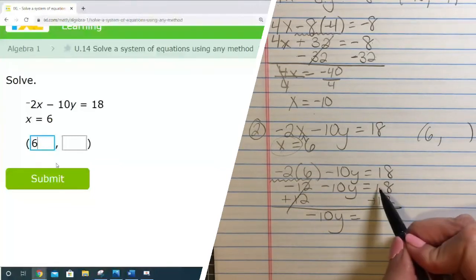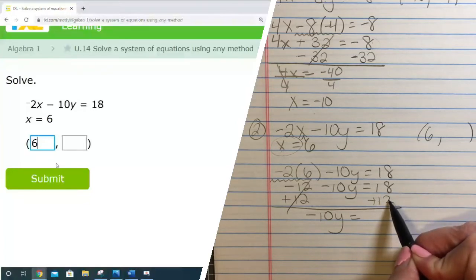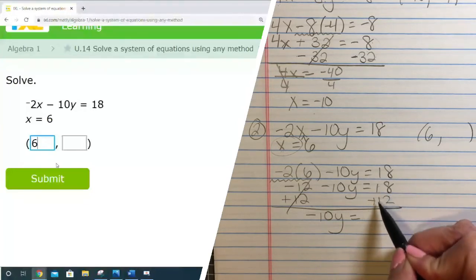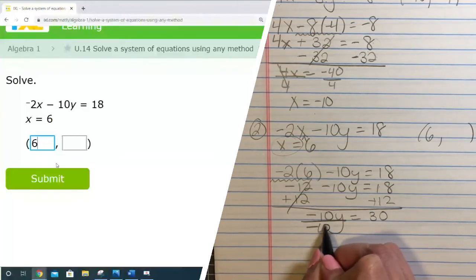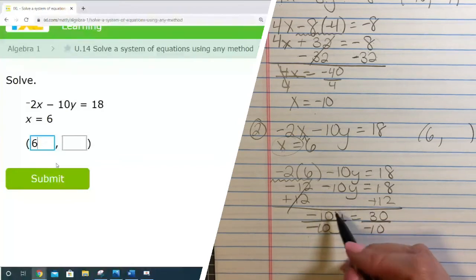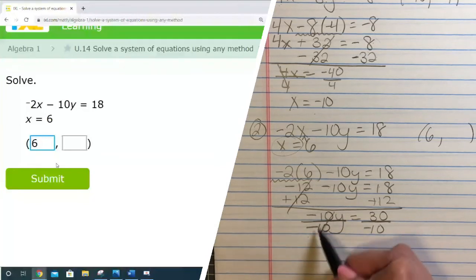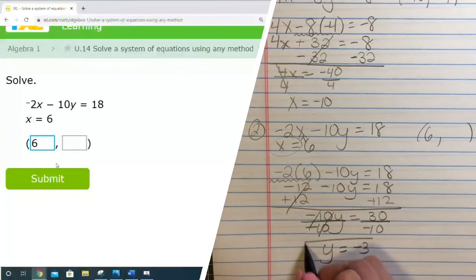When we add these together, 8 plus 2 is 10, and then 10 plus 10 plus 10 will be 30. And then we're going to divide by negative 10. Make sure you bring that negative sign down if you have it there, because you will need to divide it away, and it will dictate your answer. So 30 divided by negative 10 is negative 3.